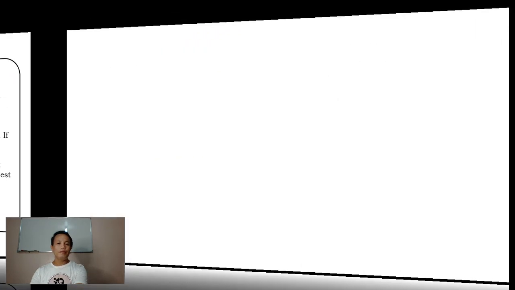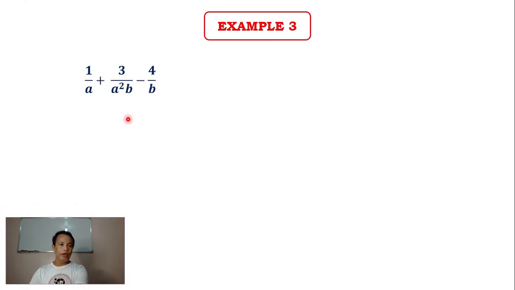Next example. Example number 3. We are given these fractions. 1 over a plus 3 over a squared b minus 4 over b. In this example, we have here a, which has no other factors except 1, that is a times 1 will give us a. Also, we have b, which has no other factor, which is b times 1, so there is no need for us to factor out b. But we have here a squared and b squared, so we have the factors a and b. But we have the highest exponent here, which is a squared, and we have two common factors b and b. So what is our LCD therefore?